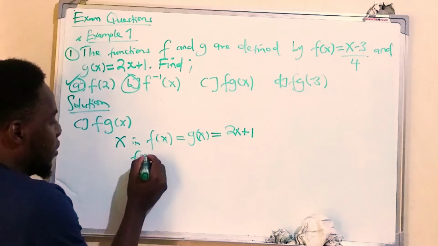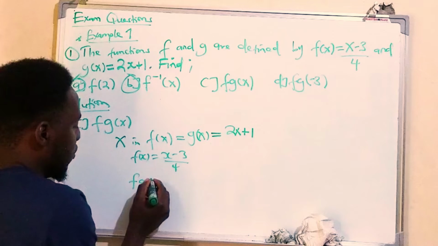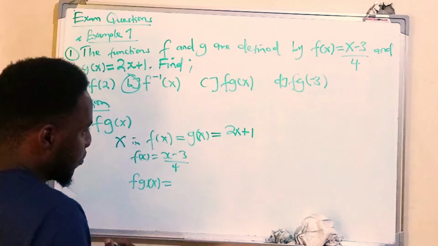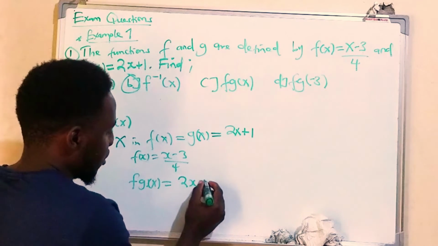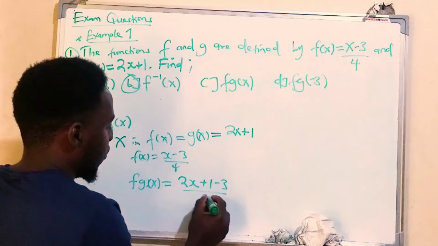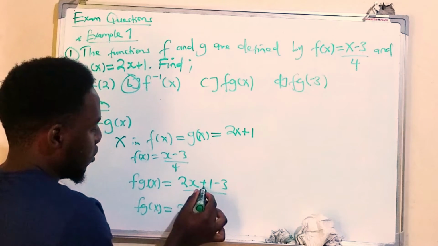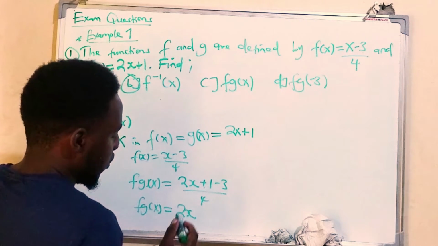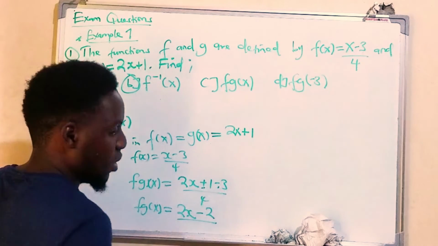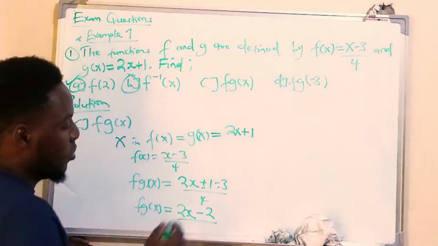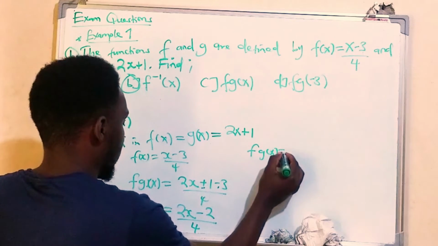So our f of x is x minus 3 over 4. Then fg of x is going to be 2x plus 1 minus 3 over 4. Then fg of x will be 2x plus 1 minus 3, we're going to have minus 2. Since the signs are different, positive and negative there, you subtract, then the sign will come from the bigger number, over 4 there. Then you have fg of x is equal to 2x minus 2 over 4.